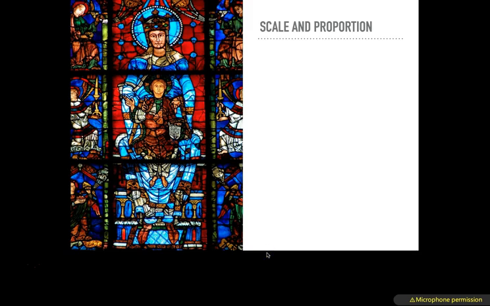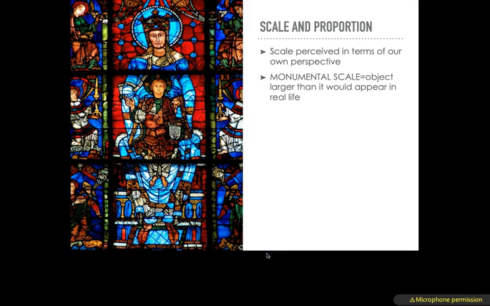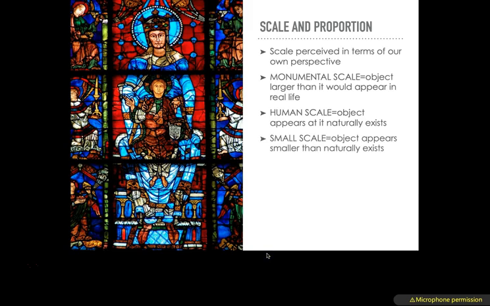Scale and proportion is another principle of design. Scale is perceived in terms of our own perspective. So there's monumental scale, which would be the object is larger than it would appear in real life. There's human scale, which means the object appears as it naturally exists. And then there's small scale, meaning the object appears smaller than it naturally exists. The scale is used to indicate importance.